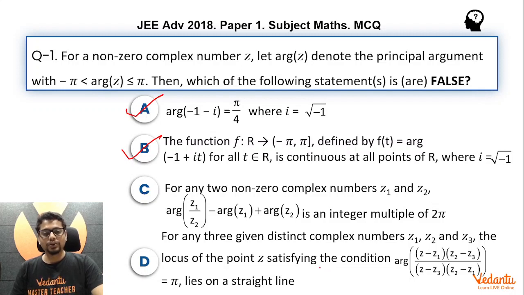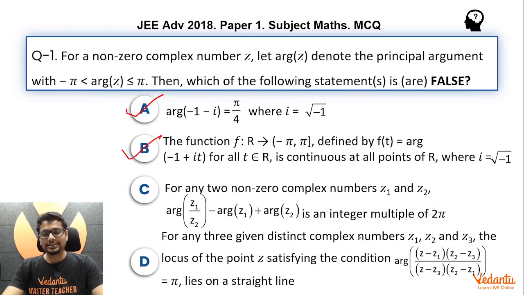Or when it comes to locus, it should have been mentioned this way, that locus of the point z satisfying this condition is contained in a straight line, or contained on a straight line. So nonetheless, let's keep rolling and let's figure out whether it is true or false.